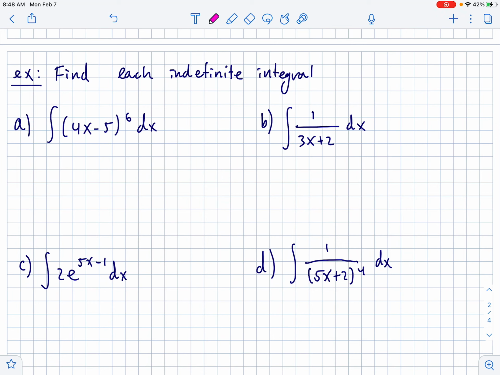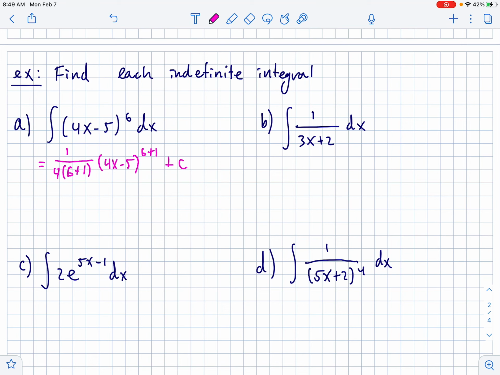Let's do some problems. We're going to integrate this. We're going to find the antiderivative. So I do 1 over 6 plus 1, but then I'm going to have to do a times 4 to cancel out the 4 that would need to come out from the inside. The inside will stay the same, 4x minus 5, and then this will be to the power of 6 plus 1 plus c.